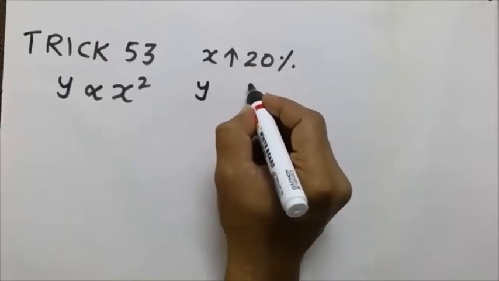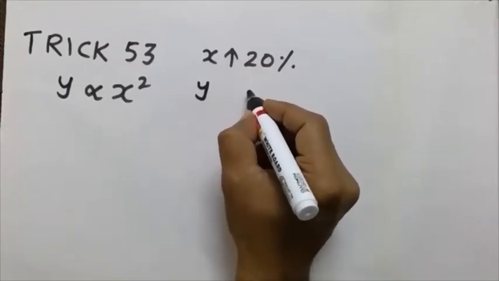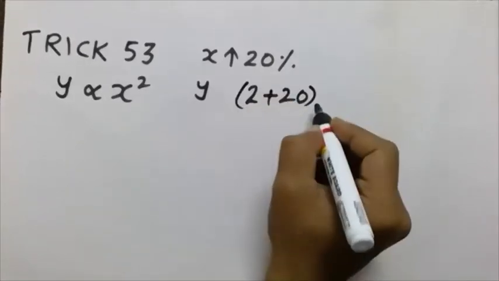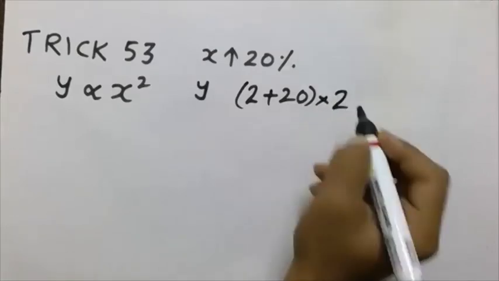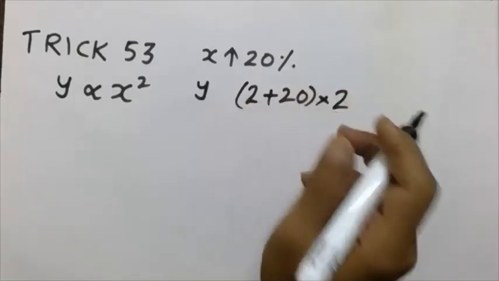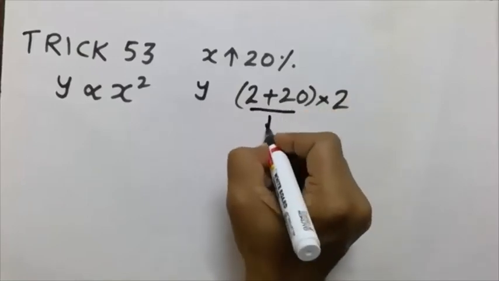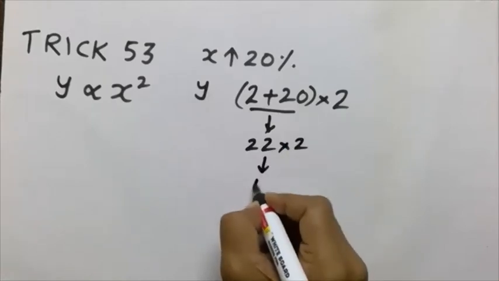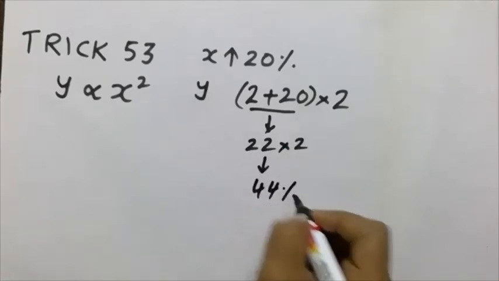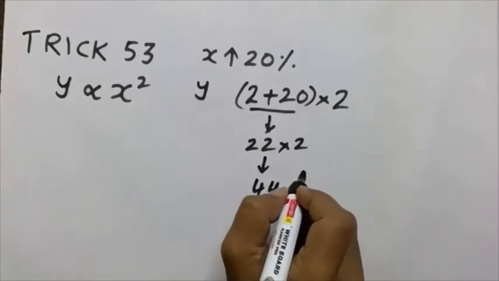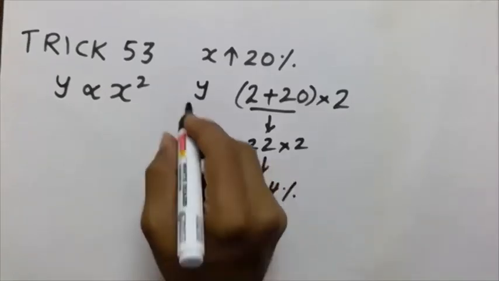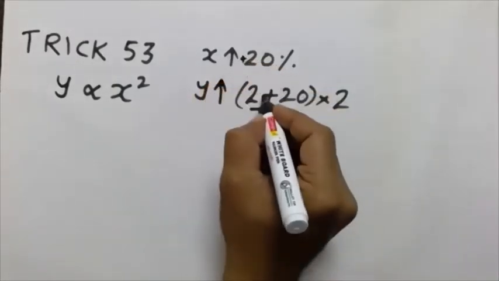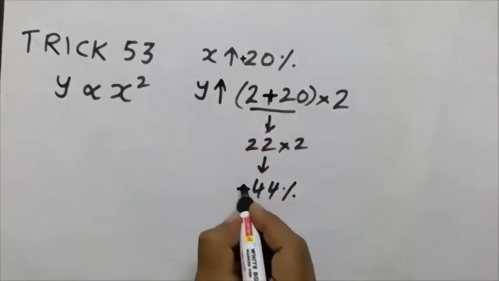Simply, if you are able to do this practice, 2 plus 20 into 2. So how much is this? 22 into 2. How much is it? 44. A 44% increment will be there in the y value. So here plus, here plus, here you will get plus.